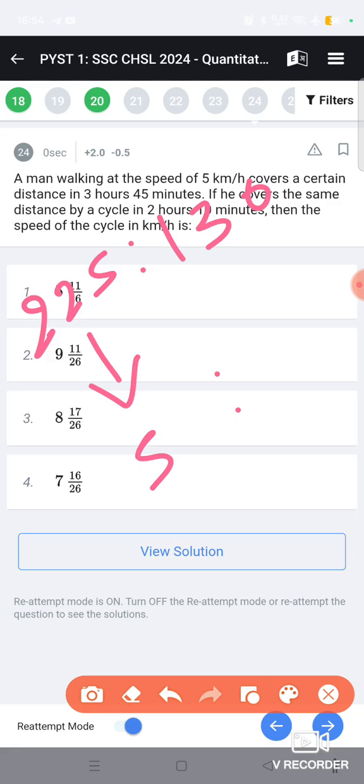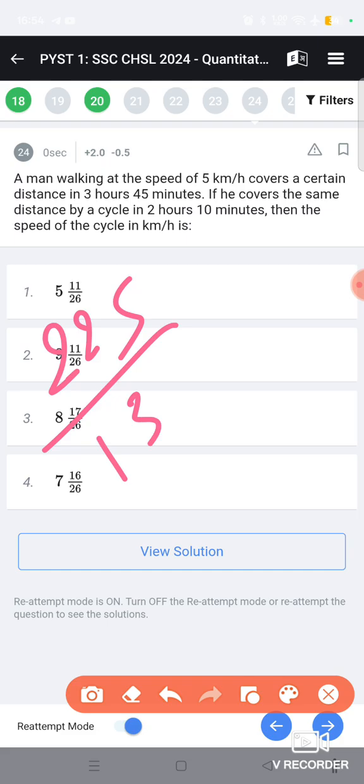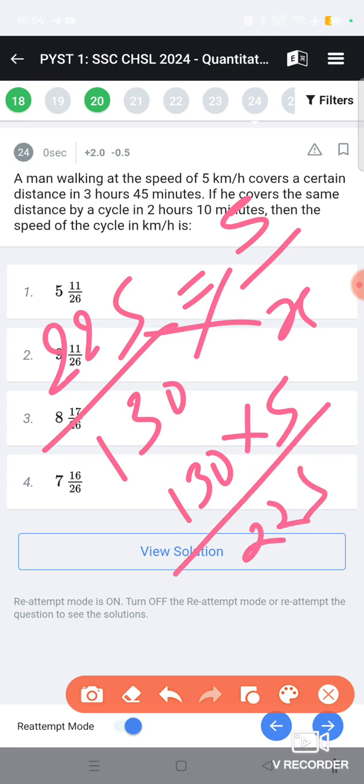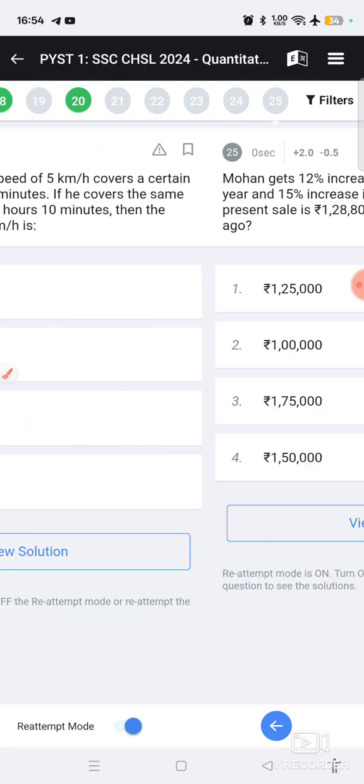Just a second. 225 divided by 130 is equal to 5 divided by x, and we are going to find the value of x. Cross multiply 130 into 5 divided by 225. No idea.